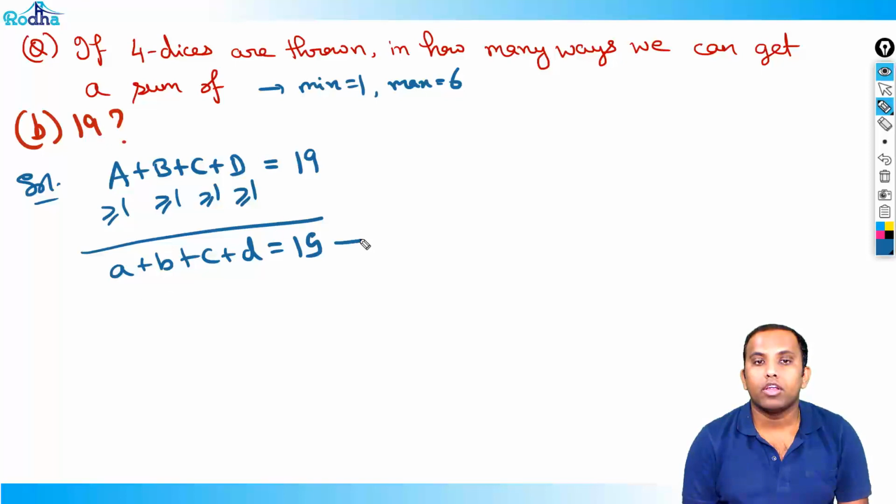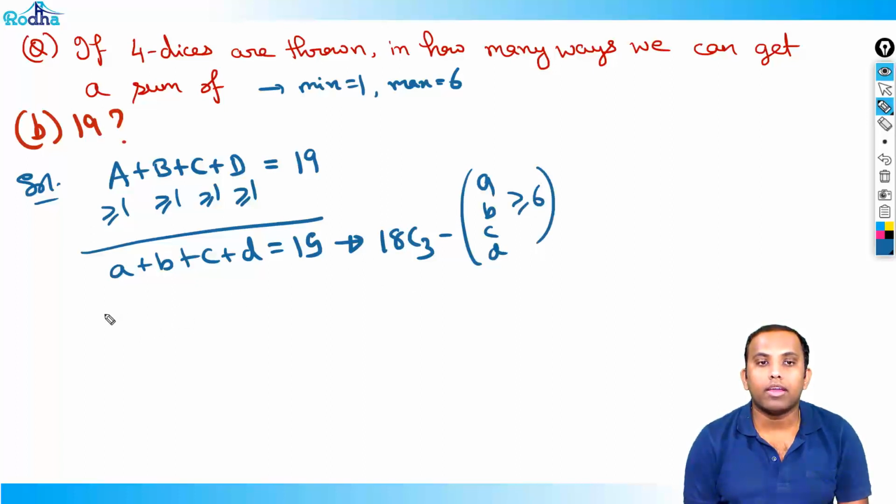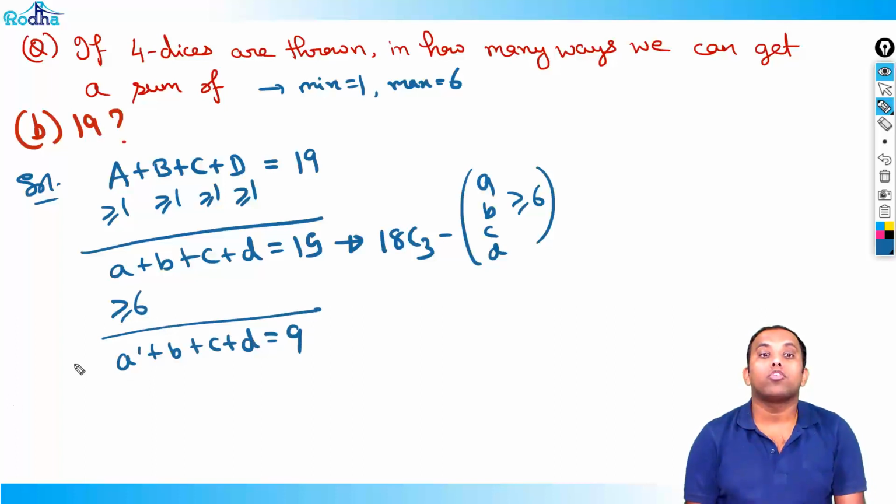So for 15, the total number of solutions is 18C3. I should subtract the cases, same thing, where A, B, C, D are greater than or equal to 6. So if I put A greater than or equal to 6 here, again A dash plus B plus C plus D is equal to 9. Again it is more than 9. So after giving 6 also, it is again 9, so again one can take a value more than 6. I have to do this step multiple times, 2 or 3 times in some questions.